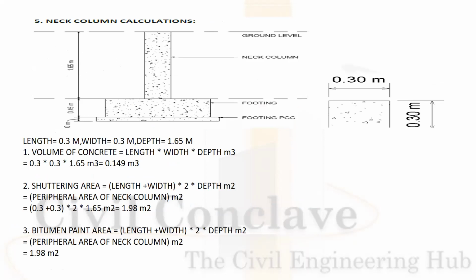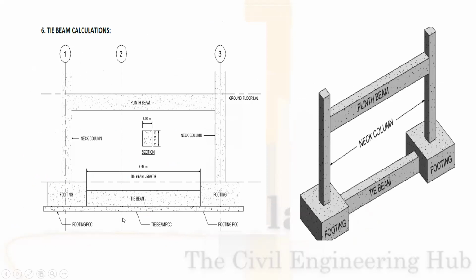Neck column calculation. See, this is the image of the neck column. All dimensions have been provided. Length is 0.3 meter, width is 0.3 meter, depth is 1.65 meter. Volume of the concreting will be 0.149 cubic meter. Shuttering area will be 1.98 square meter. Bitumen area will be 1.98 square meter.